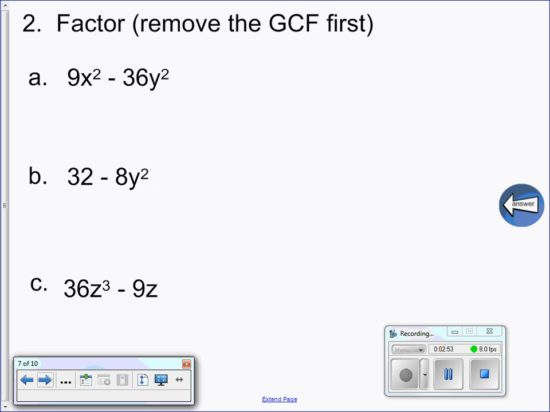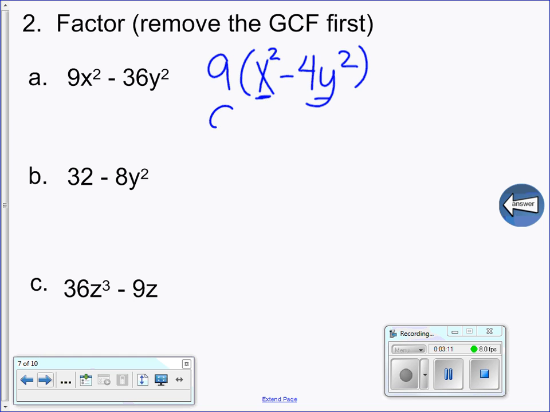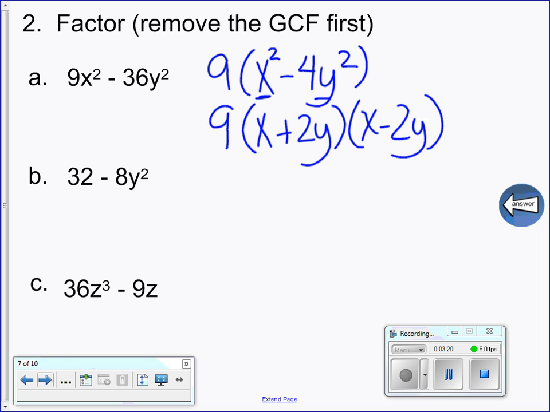All right, so this one, I'm going to first start by finding the GCF. So of 9 and 36, 9 is going to be my GCF, so I'll factor that out. I get x squared minus 4y squared. The first term is a perfect square. The second term is a perfect square. So my solution is 9 times x plus 2y and x minus 2y. Don't lose the 9.